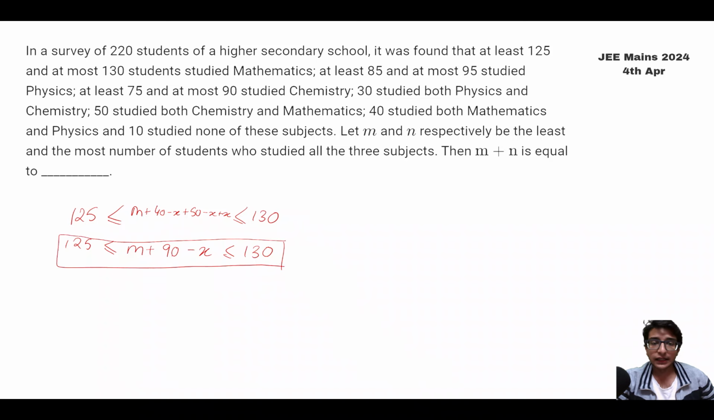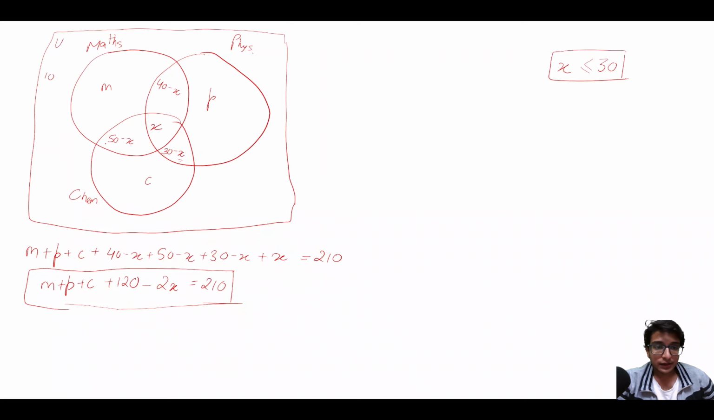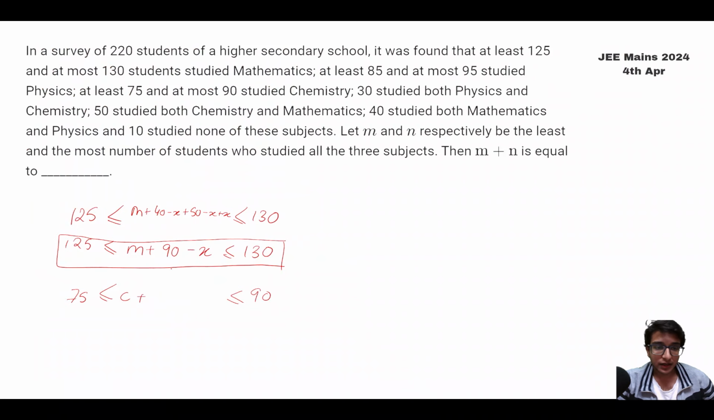Now similarly, let us do the same for physics and chemistry as well. So what are we going to do after doing for chemistry and maths? We are going to have C plus, in chemistry we have the lower limit as 75 and the upper limit as 90. And for C we have 50 plus 80. So this becomes 80 minus x.